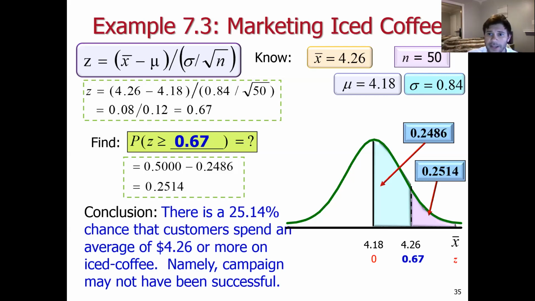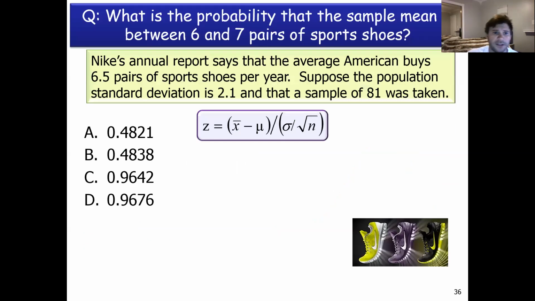Okay, so let's go ahead and take a look at a few more applications here. Okay, in this next example, Nike's annual report claims that an average American buys 6.5 pairs of sports shoes per year. It's about 13 shoes if you think about it.